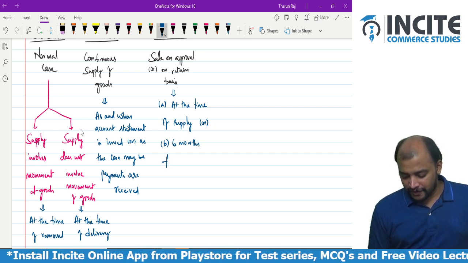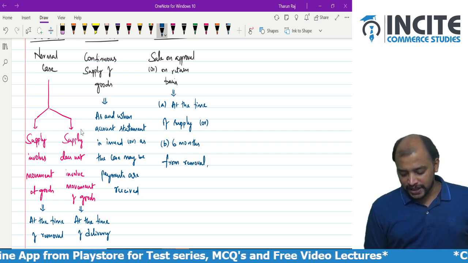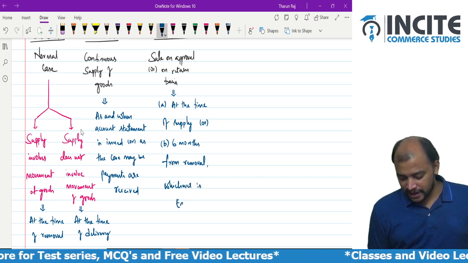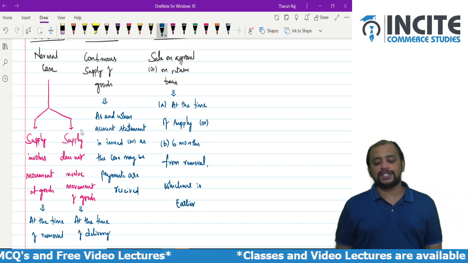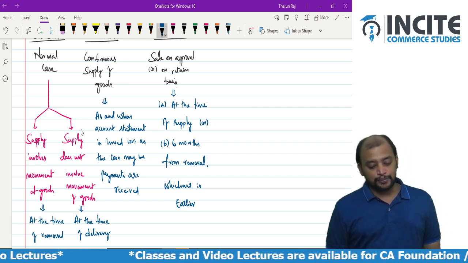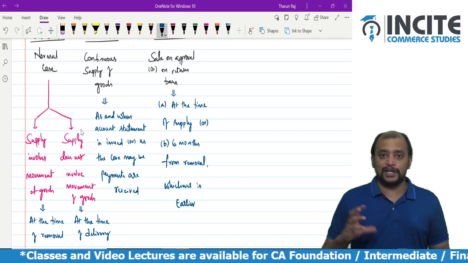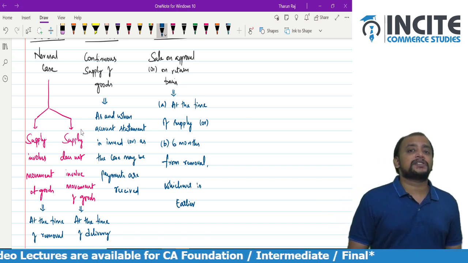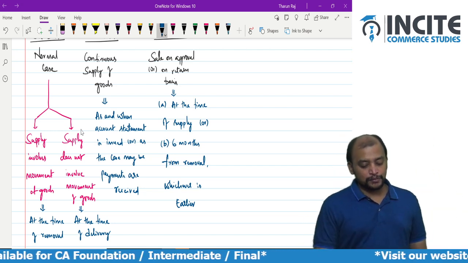6 months from removal, whichever is earlier will be taken. So at the time of supply or 6 months from removal, whichever is earlier, will be taken as the due date of invoice in case of sale on approval or on return basis. Okay. So this will be taken as the due date of invoice. Understood? In case of goods. Now, what is the meaning of at the time of supply? As and when the buyer accepts, or 6 months from the date of removal, whichever is earlier.